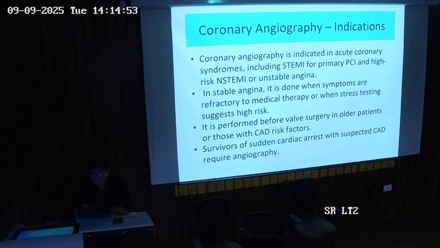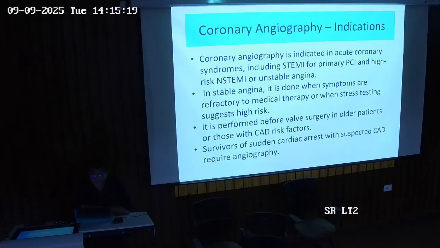The second is a patient at high risk for non-ST elevation MI or unstable angina, because the patient has frequent hospital admissions due to chest pain, or chest pain even at rest, and enzyme levels are high. In these conditions, there is a strong suspicion of coronary stenosis. In that case, coronary angiography is indicated.